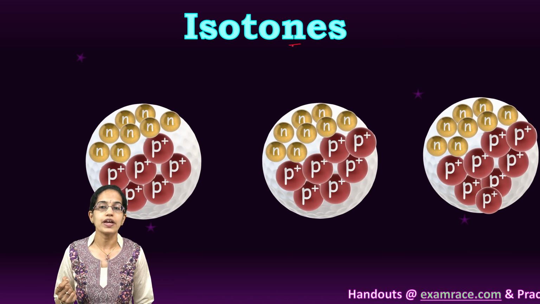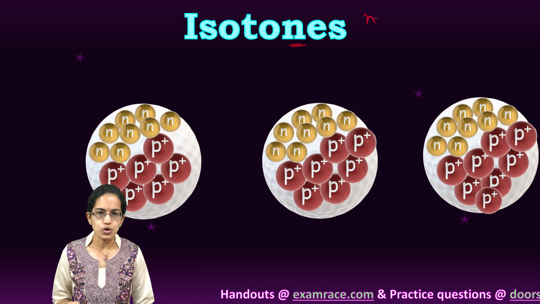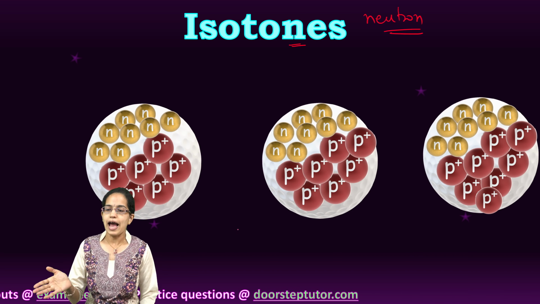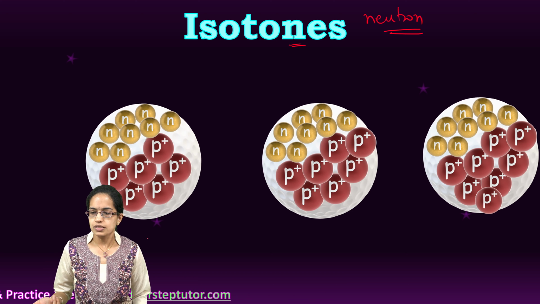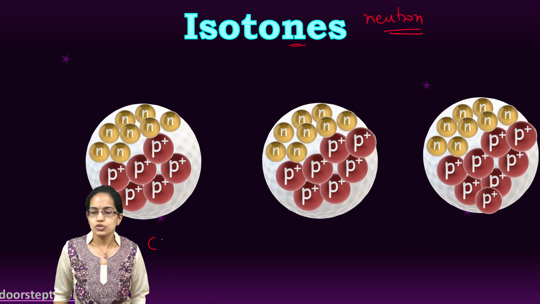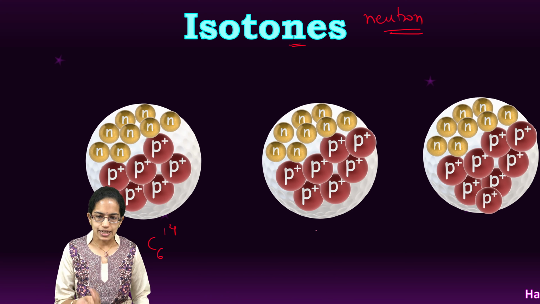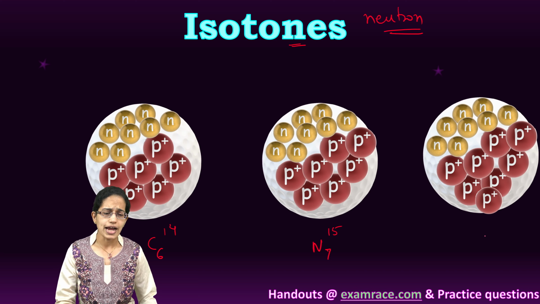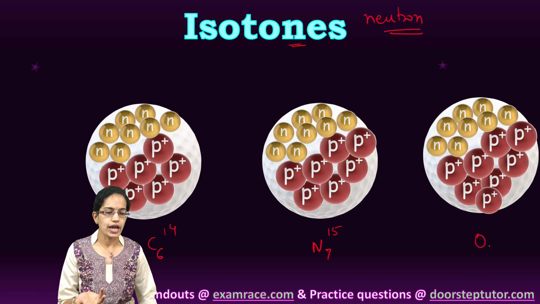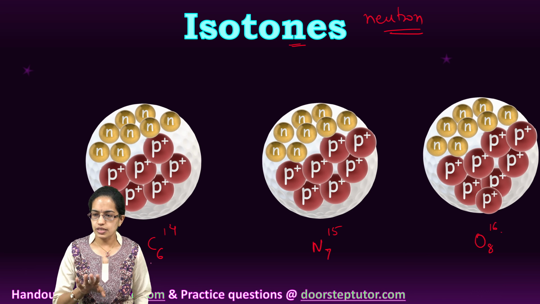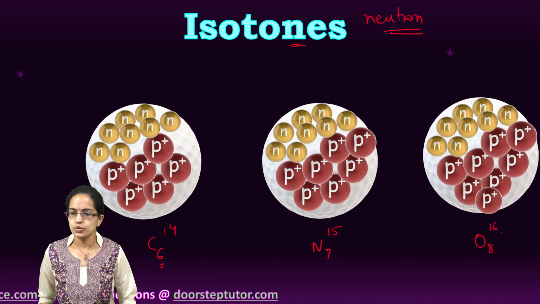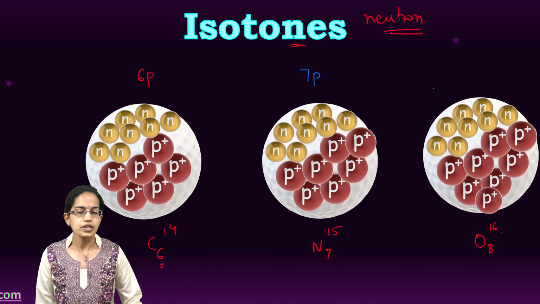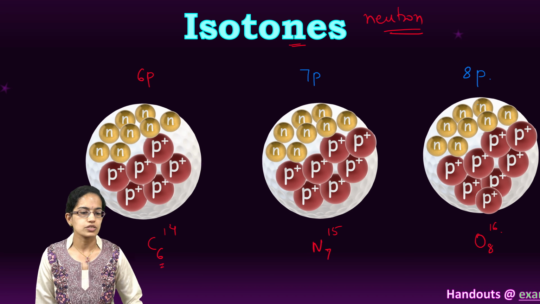Coming next is isotones. So here we have N, and N stands for neutrons. This would mean that we have the same number of neutrons. I have taken three different examples here. The first example is carbon, C614. The second example is nitrogen, N715. And the third example is oxygen, O816. In each of these, the number of protons is 6 in carbon, 7 in nitrogen and 8 in oxygen.